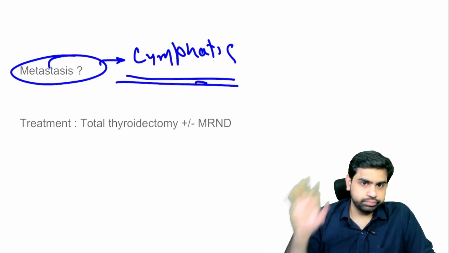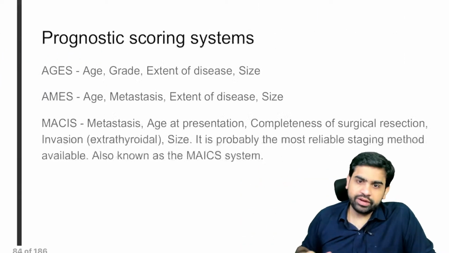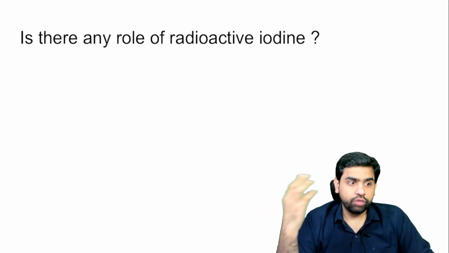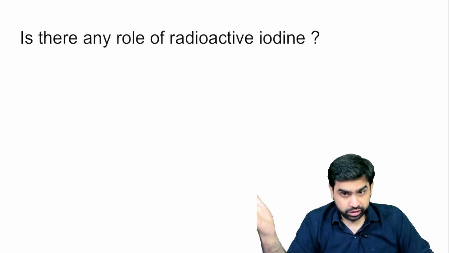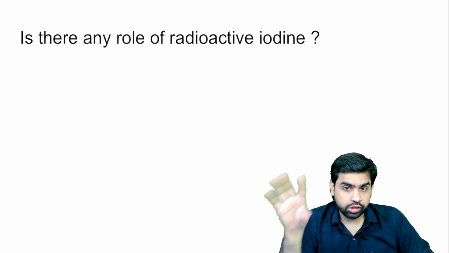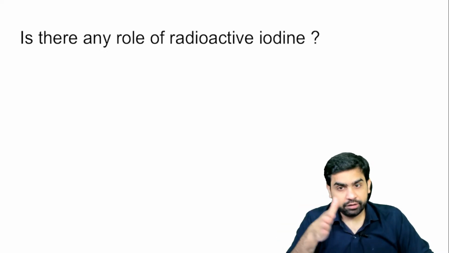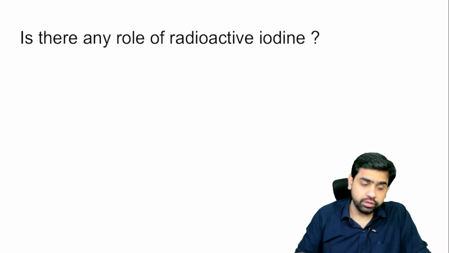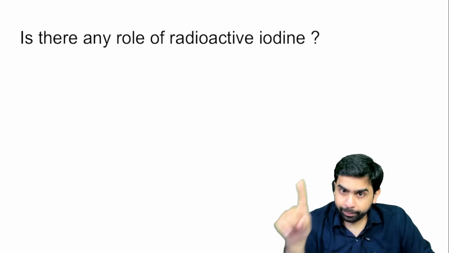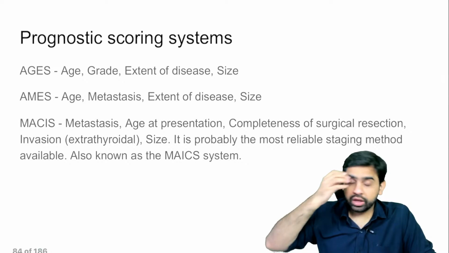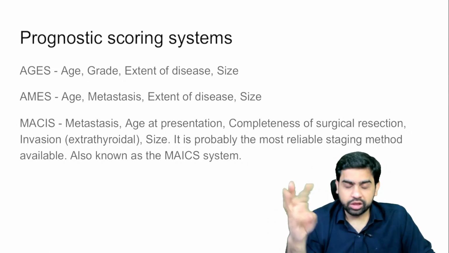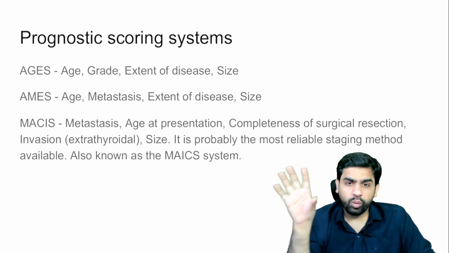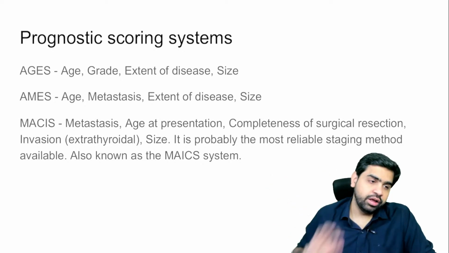The management is total thyroidectomy plus minus modified radical neck dissection. Radioactive iodine can be used to look for any residual disease or to detect metastasis, and it can also be used to take care of the residual disease, because iodine-131 can also be therapeutic. Just remember radioactive iodine has a role in differentiated thyroid malignancies like papillary and follicular carcinoma of thyroid. These are the prognostic scoring systems: AGES, MACIS. Just remember the best one out of this is MACIS. You can just go through this, but MACIS is the most reliable staging method available here.